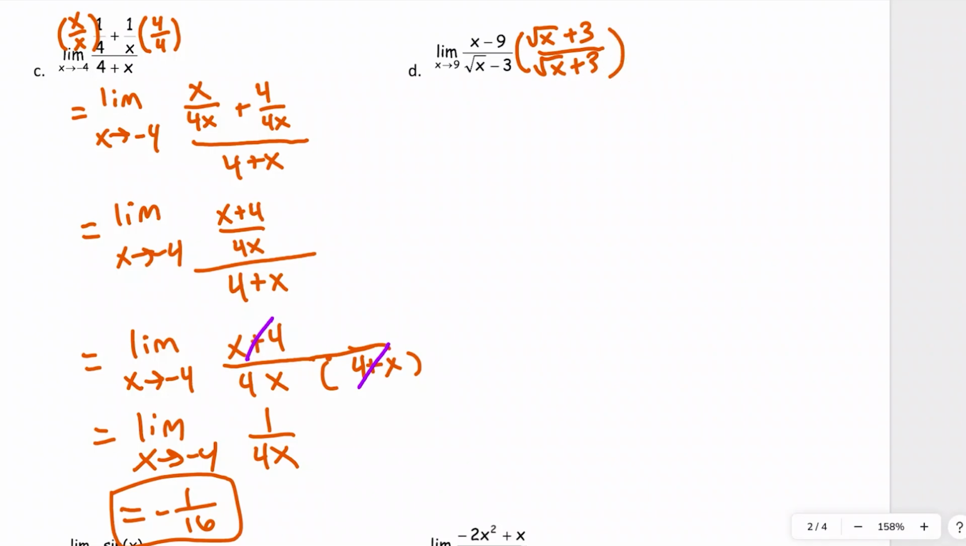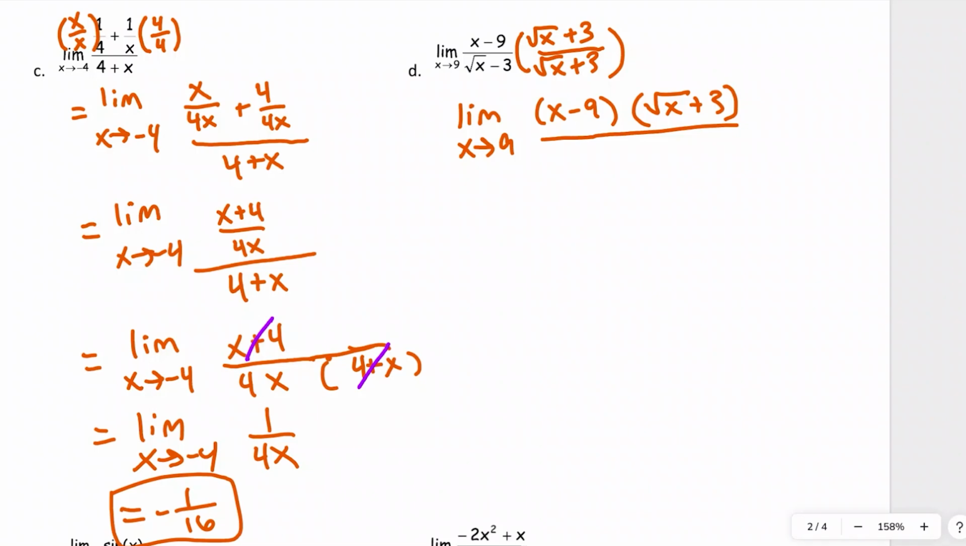Now, on the numerator side, I'm just going to leave it alone. I'm not going to multiply that out because I am going to be looking for something to cancel. And since this is already in factored form, I'm just going to leave it that way. And then in the denominator, the whole reason why you multiply by the conjugate is so that you can get rid of the square root, essentially.